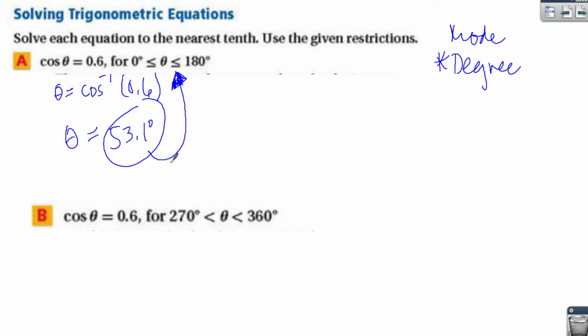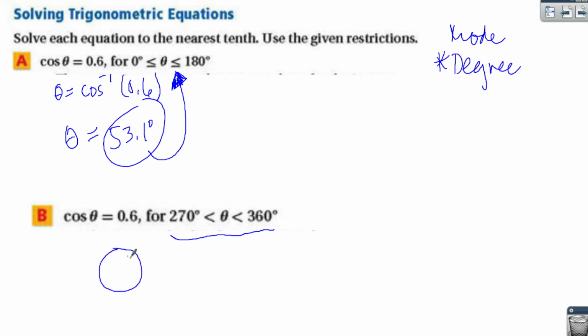All right, let's try out the next one. It's actually a very similar problem. So we know we're going to end up with a 53.1 degree measure, exact same problem. Here's the main difference. Notice how the restriction has changed from 270 degrees to 360 degrees. So what does that mean for us? Let me show you an illustration.